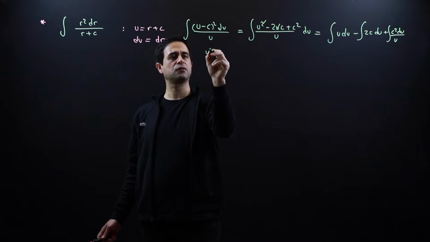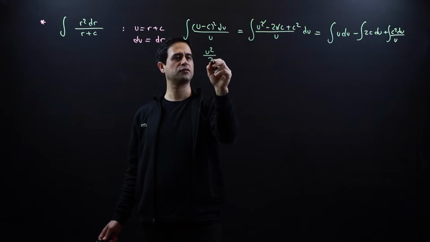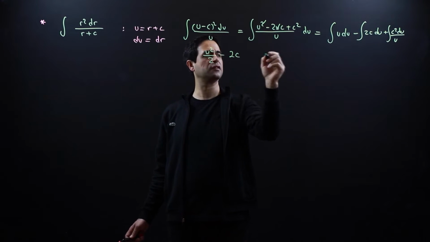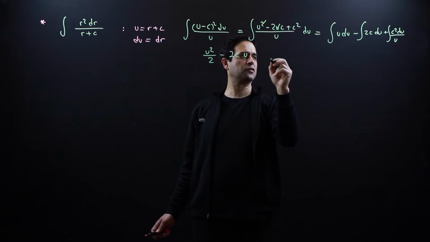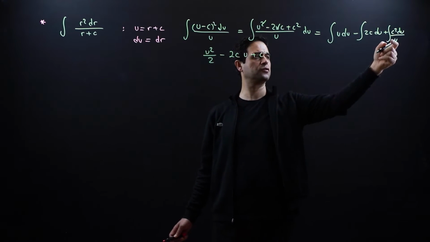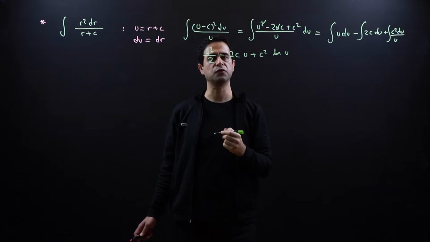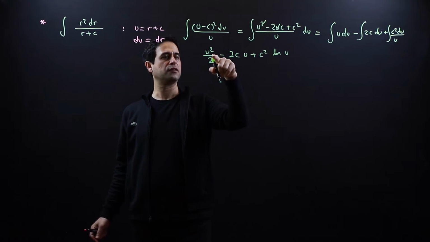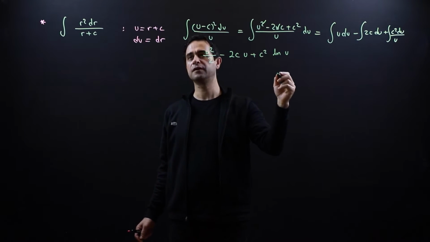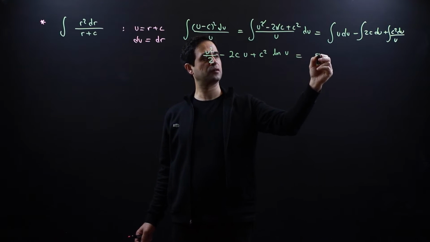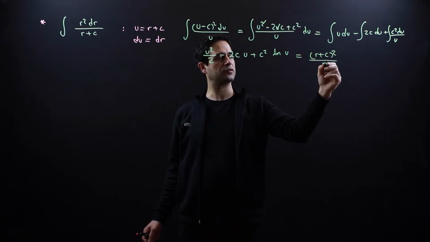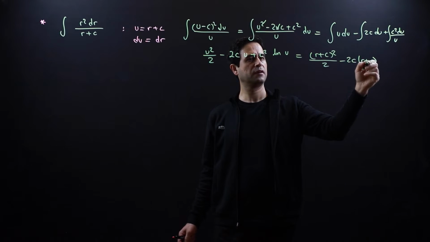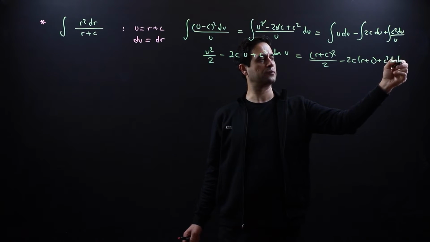And this is going to be u squared divided by 2, that's the first term. Minus 2c goes out of the integral, so you have 2c, and du just gives you u. And the final term will be plus c squared, and du over u is a logarithm, right? Logarithm of u. And then you go back to the original variable, which was r. Wherever you see u, you replace it with r plus c. So this becomes r plus c squared divided by 2. And then minus 2c, u becomes r plus c. And the final term will be c squared logarithm of r plus c.